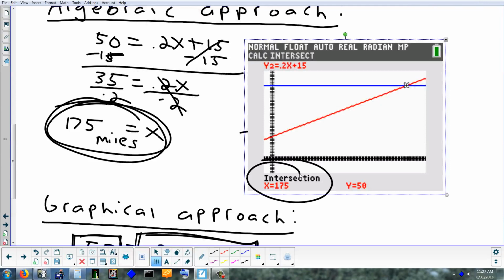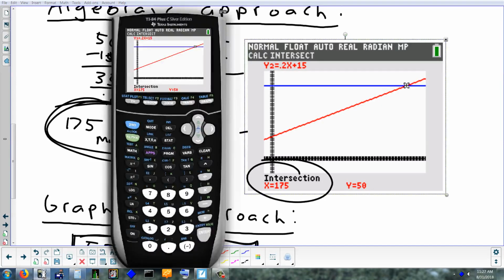Questions on what we just did, or anyone need some help with finding that intersection? Could you do that again? Yep, so you got both your graphs. You press second, calc, you go to the 5th option, pick a point on the first thing you're going to use to find an intersection, pick a point on the second thing you're going to use, and then just use your arrow key to go close to where they cross, and you hit enter. And then it tells you the intersection. Any other questions on that?